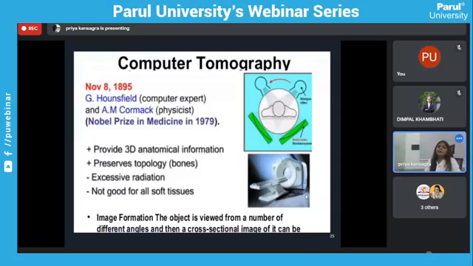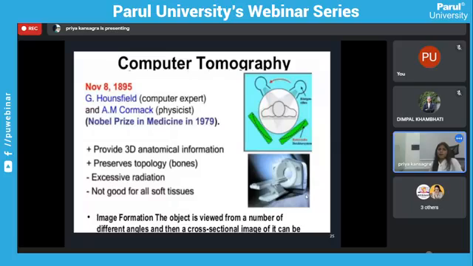Now we have CT. CT was also introduced on November 8, 1895, and it has different features from the X-ray. This CT helps us detect hard tissues, like bone and all the thick things in our body. It provides 3D anatomical information. As you can see, a CT scanner is a vast and long machine, and it has certain slices.